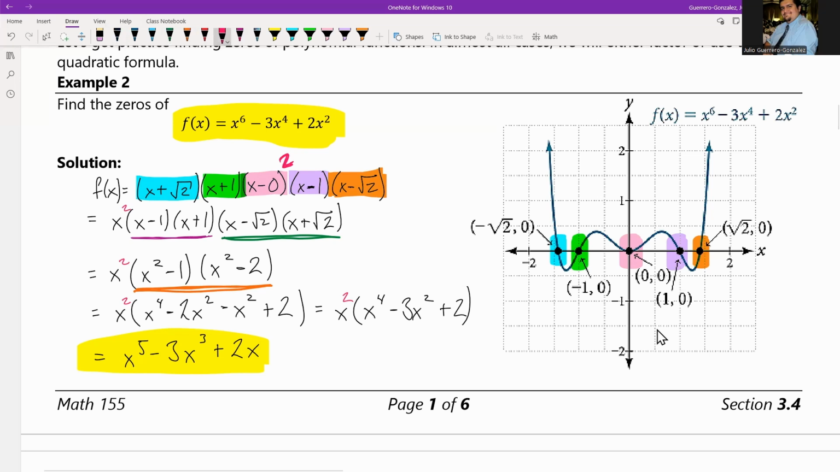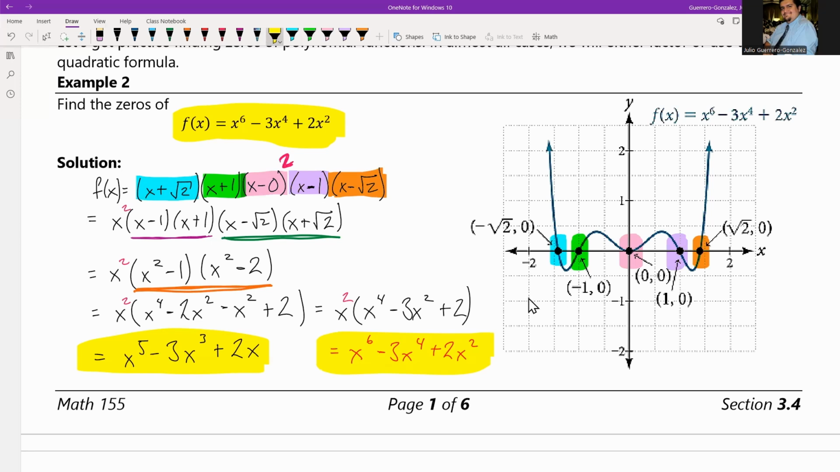I'm going to write it over here. Now you get x to the 6th minus 3x to the 4th plus 2x squared. Now we actually get the right answer. We get the answer that we were supposed to get from the beginning. Got it?